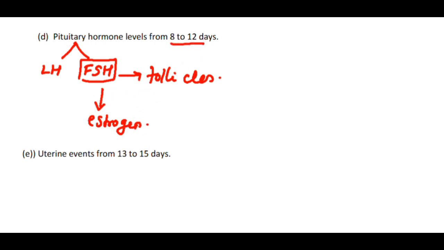That is 8 to 12 days, mainly FSH is playing an important role, but when the estrogen increases, ultimately that will lead to the secretion of LH towards the middle of the cycle.